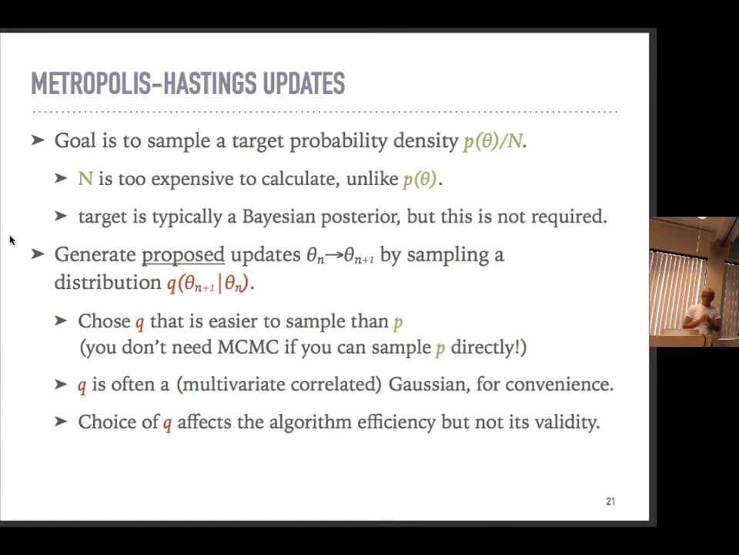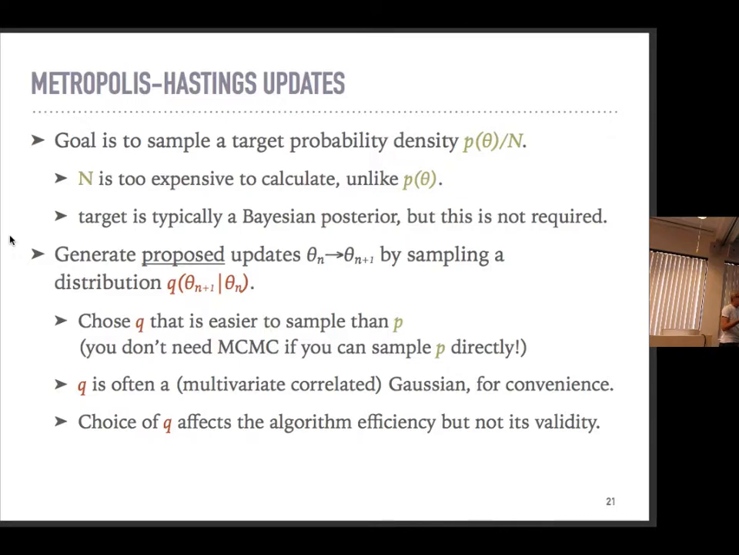Okay? Sometimes you actually know how to sample the one you care about directly. In that case, you don't need Markov chain Monte Carlo. Okay? You just sample it directly and you're done. But generally, you can't do that. So you're going to choose some Q that's easier to sample. Notice I didn't say that looks like the thing you care about. It's just easier to sample.